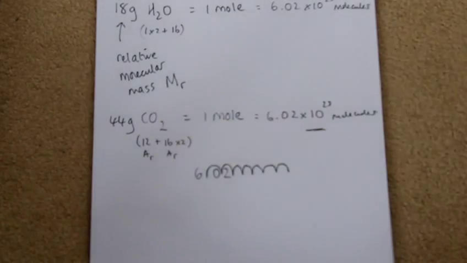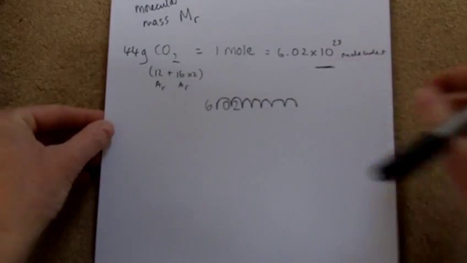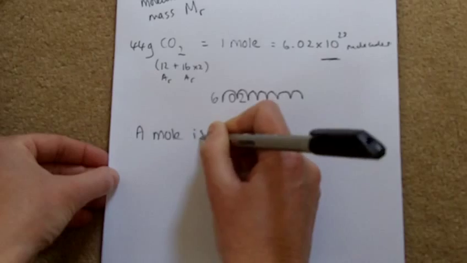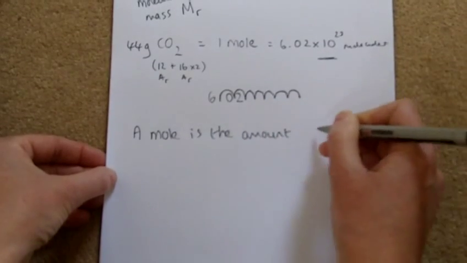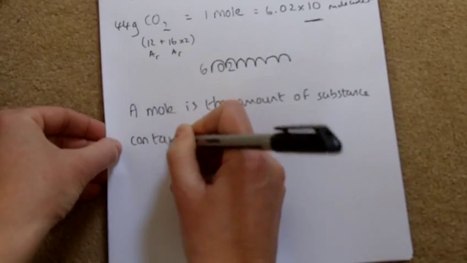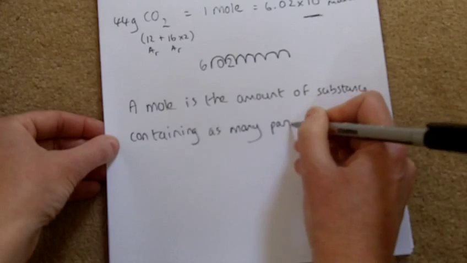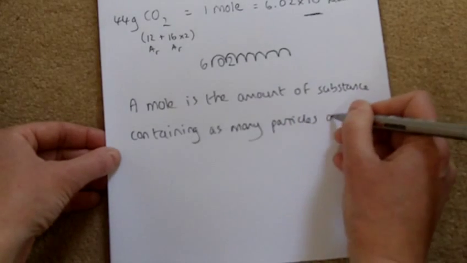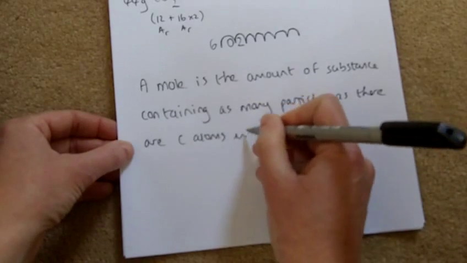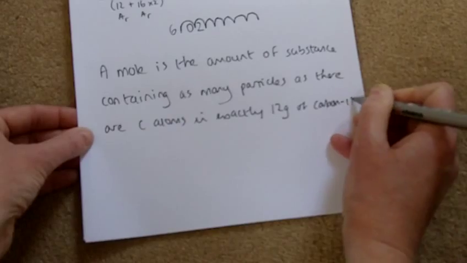Okay, and that is Avogadro's constant. Now the actual definition of a mole, you do need to know the definition of a mole, and it can be asked in an exam. So let's just write down the definition of a mole. A mole is the amount of substance containing as many particles as there are carbon atoms in exactly 12 grams of carbon 12 isotope.